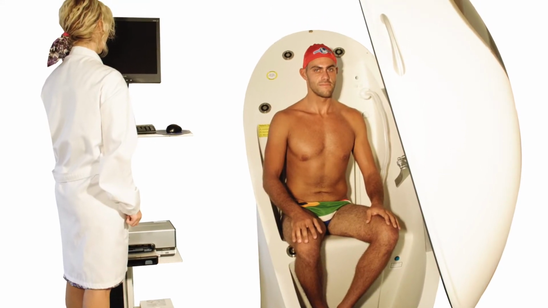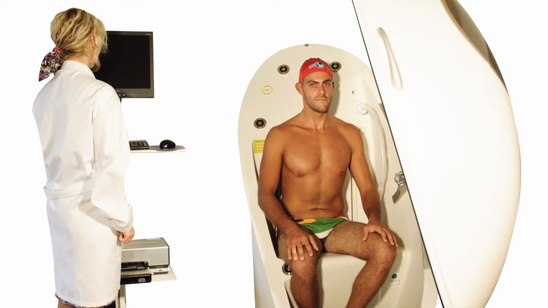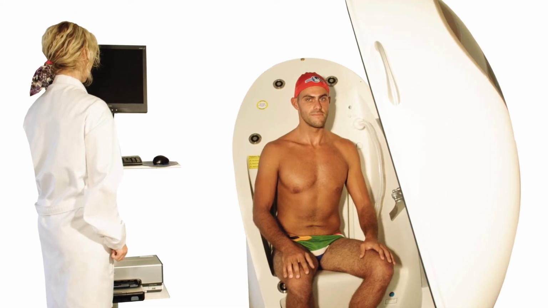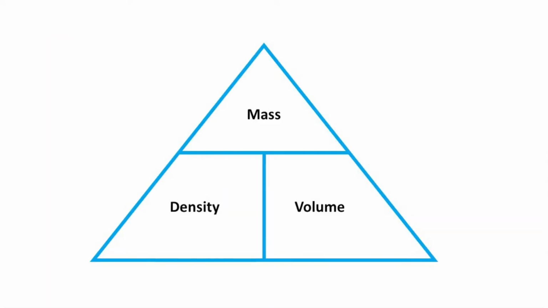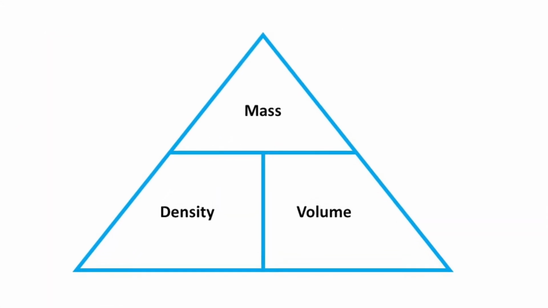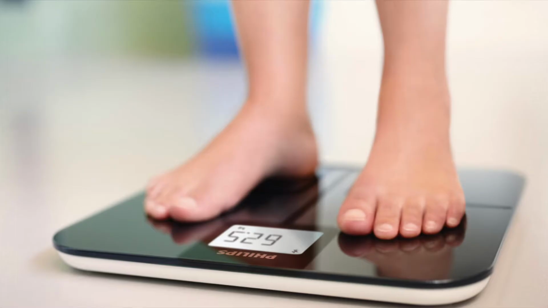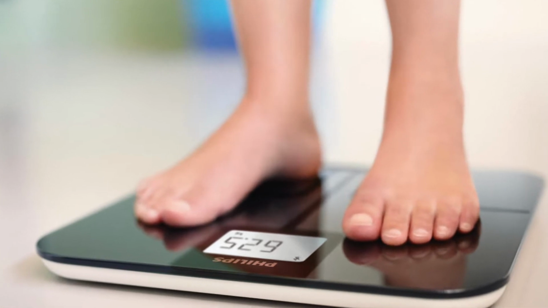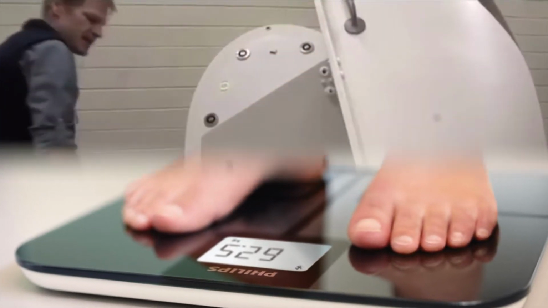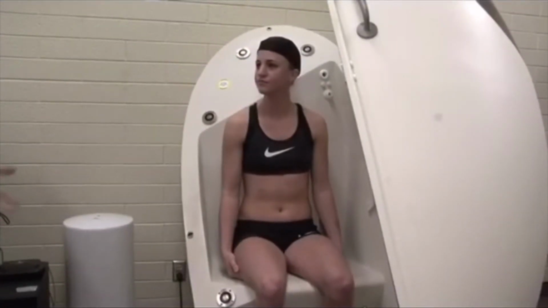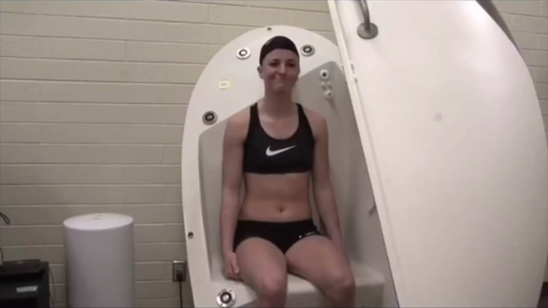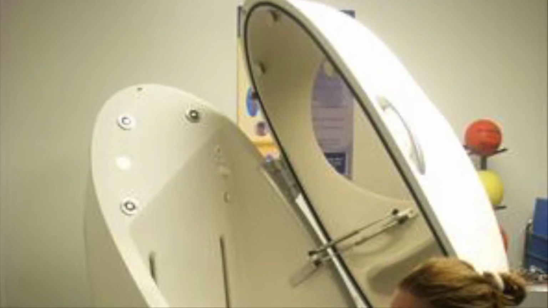This machine uses a densitometric technique that uses air displacement and pre-recorded patient mass to determine body density by solving the equation density equals mass over volume. Mass is determined using a highly accurate scale. Body volume is determined in a 5-minute test when the subject sits inside a chamber and displaces a certain amount of air equal to his or her body volume.